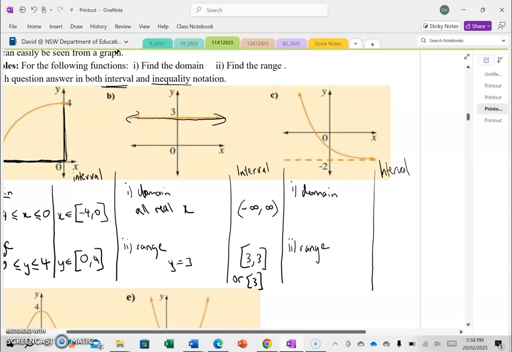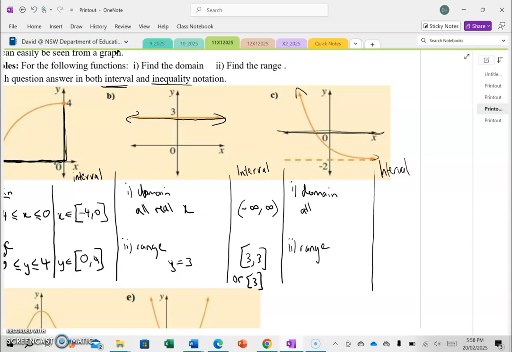Alright, next one, domain. Once again, there are arrows. So any x value you could select and you can get a y value, because the arrows say it keeps going in either direction. So that's all real x again. So in interval notation, open bracket, negative infinity, comma, infinity, close bracket.